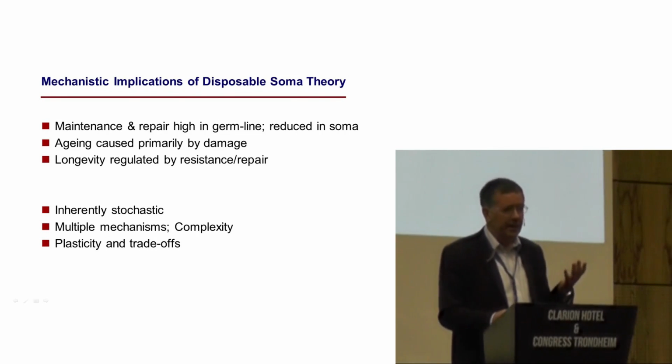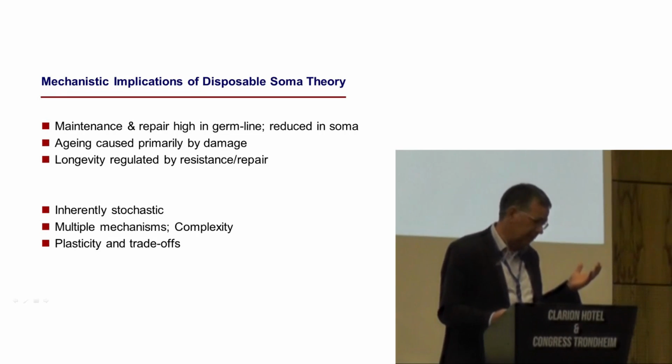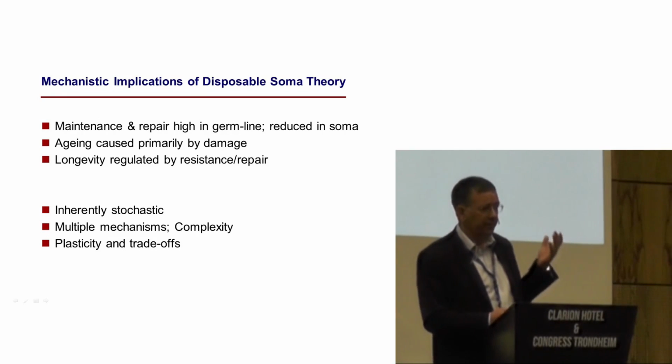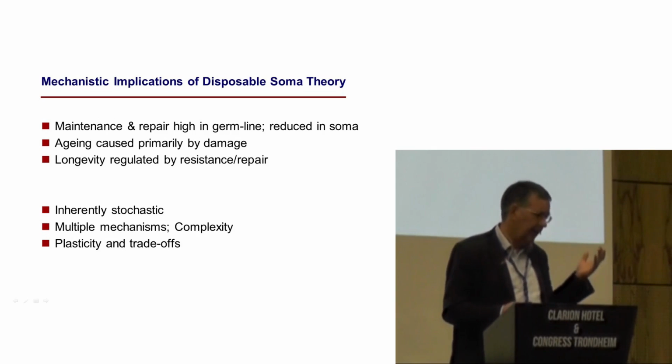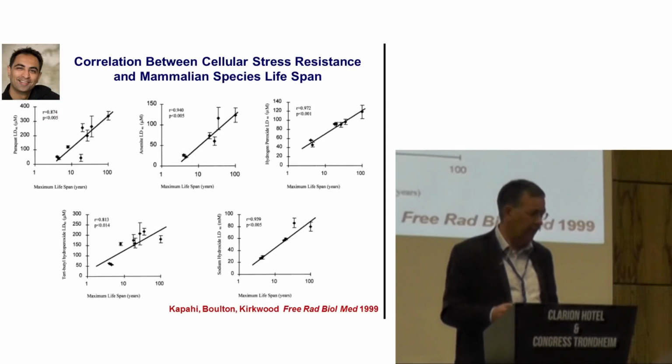This confirms the idea that aging is caused primarily by damage, that longevity is regulated by resistance and repair, but it also points to the central problem that concerns us with the VPH and with understanding aging, that it's going to be inherently stochastic, it's going to be inherently complex, and there's going to be a lot of plasticity and trade-off.